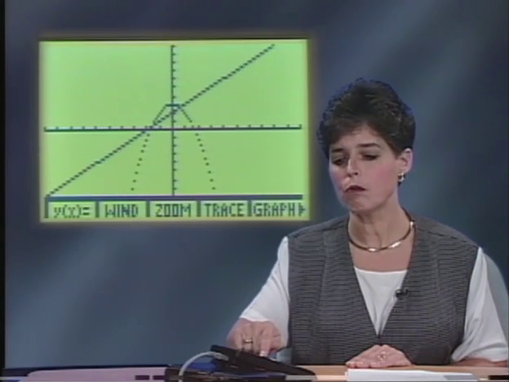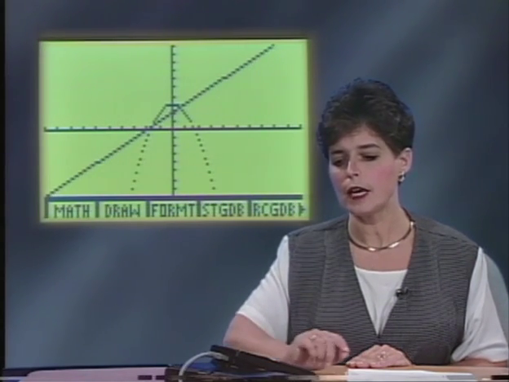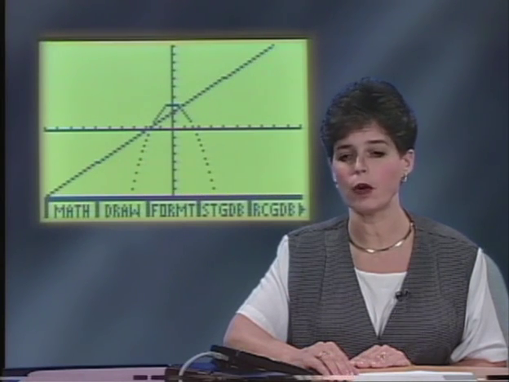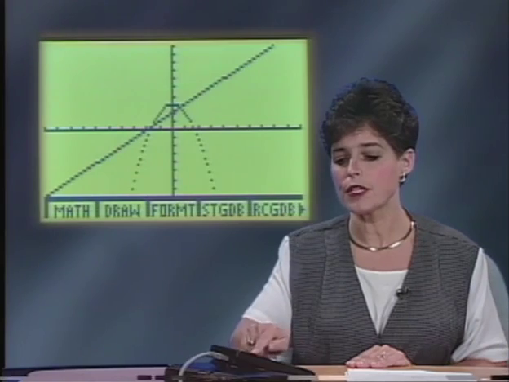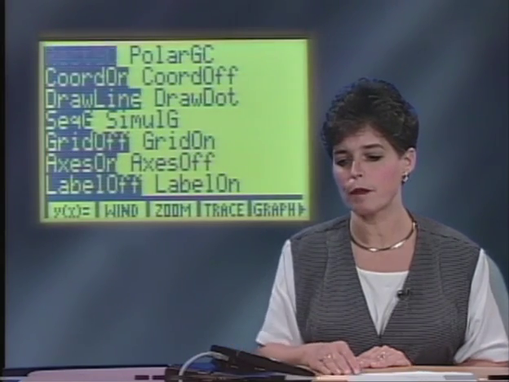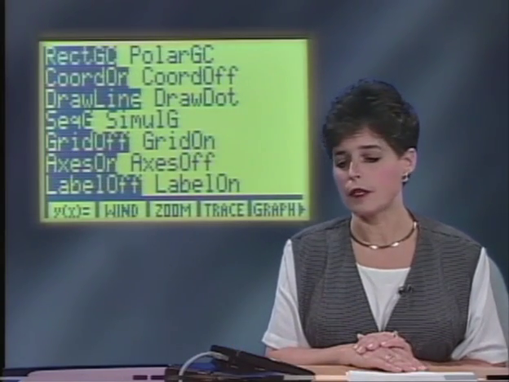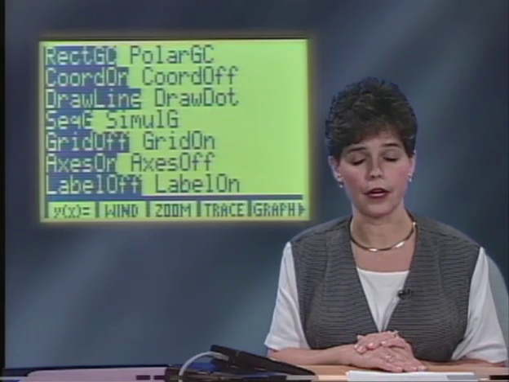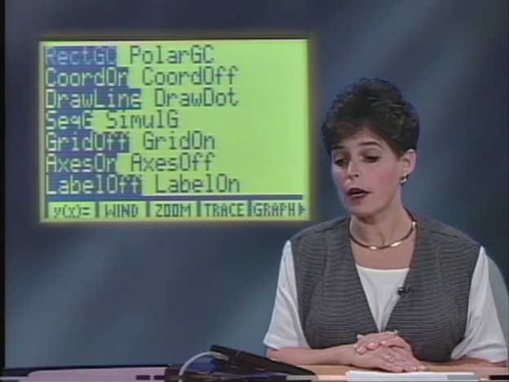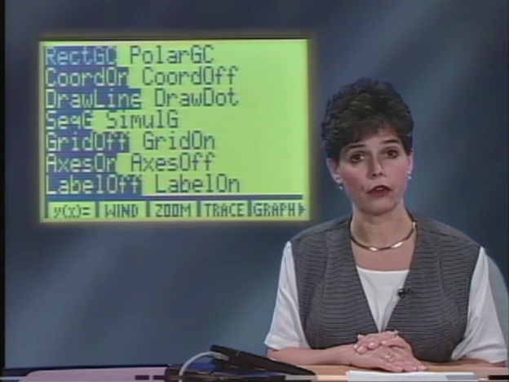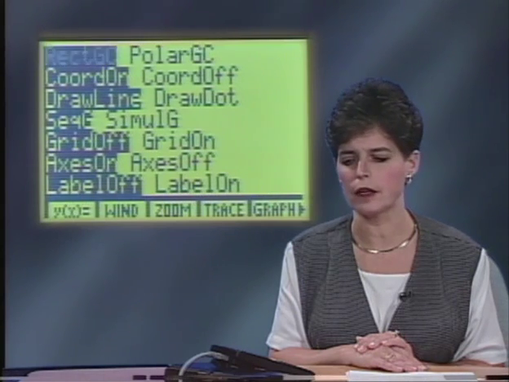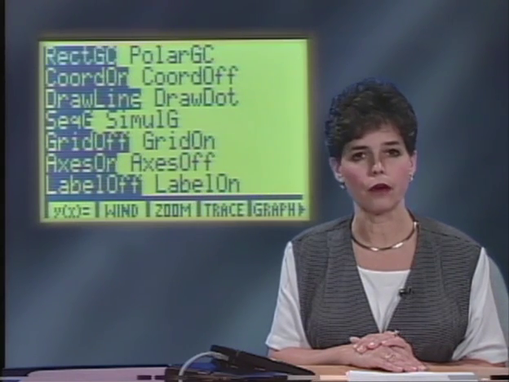I'm going to hit the More key until I see Format. You see F-O-R-M-T right there in the middle? Let's press F3 to look at Format. And you'll notice that the third choices down say Draw Line, Draw Dot. Now, right now, my calculator is formatted to draw lines unless I particularly change them like I did with Style. But it's going to usually draw things with lines.